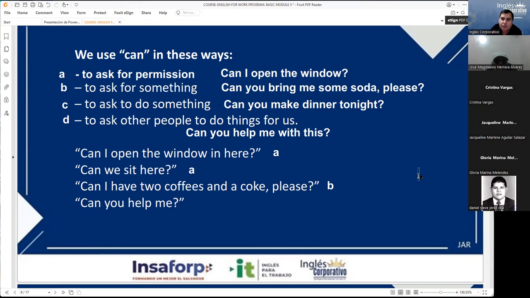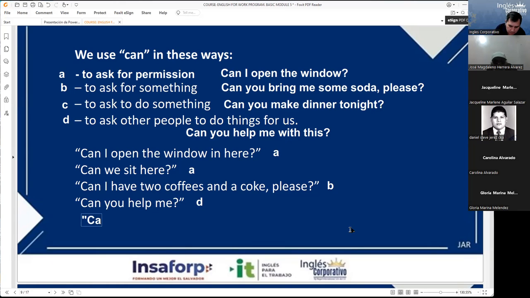It's letter B, right? You are asking for something. For what? The Coke, the soda, coffee and soda. Are asking for something. Can you help me? What is this one? Can you help me? D. D, right? D. And this one, what letter is it? It's another paper. Can you clean the table, please? What's the function? ¿Qué función es? A, B, C, or D?